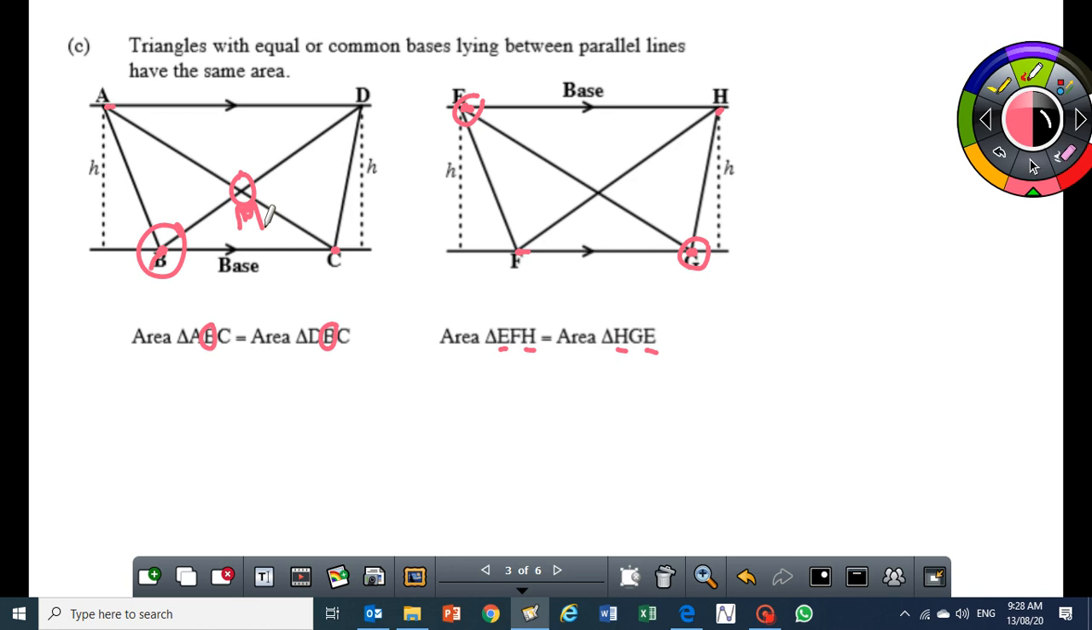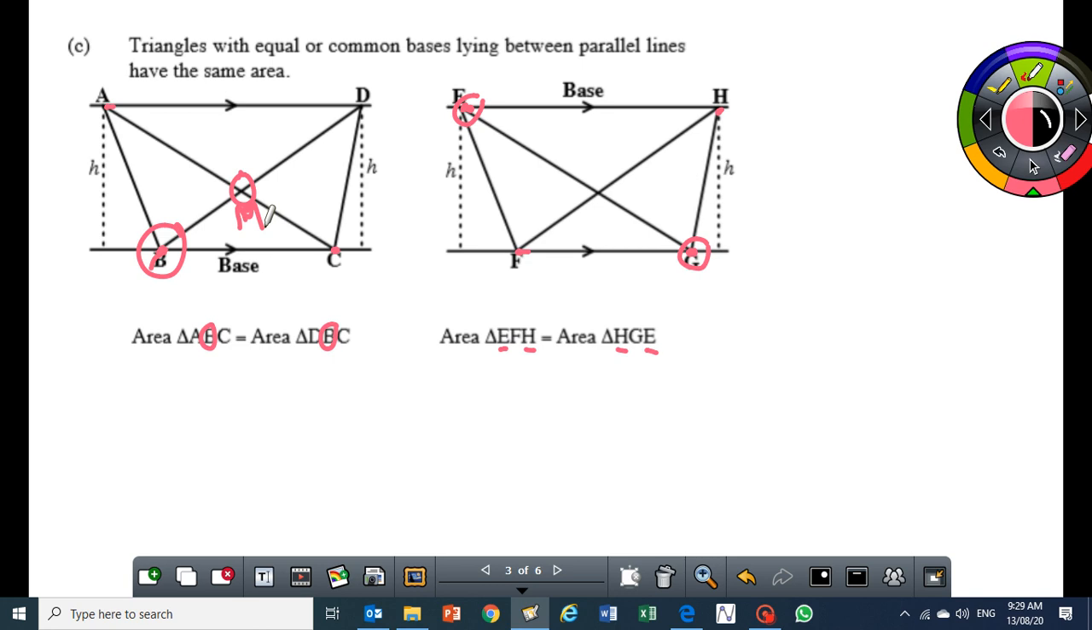Because first, we can't say the height of both triangles is going to be H, because we need to identify a base first. Remember the first concept: the height or altitude of any triangle is determined based on a chosen base. So for those two, we cannot conclude that they have the same height.